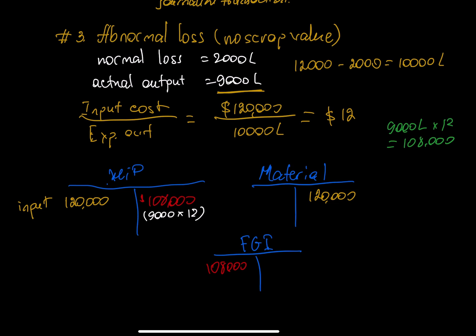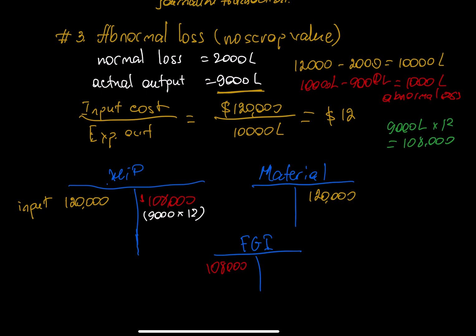And that abnormal loss, did I write it anywhere? No, I didn't. So the expected, let's just use this one. The expected was 10,000 liters. We had actual 9,000 liters, which results in 1,000 liters of abnormal loss. So we need to do something with this loss, right? It was in fact lost. We don't have it in the work in process. It was evaporated, it was used.